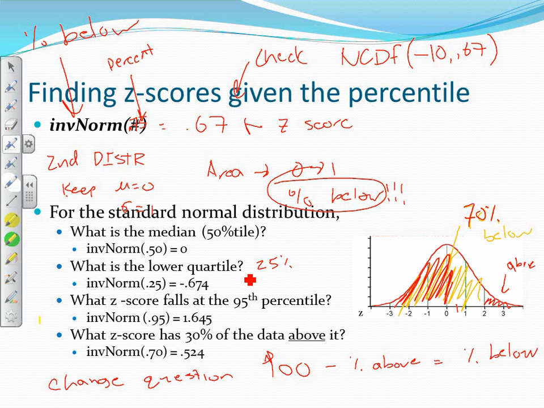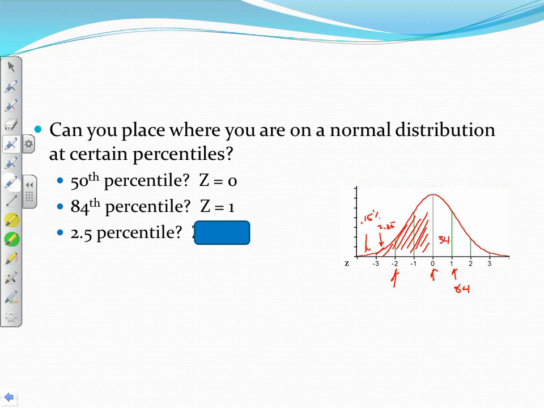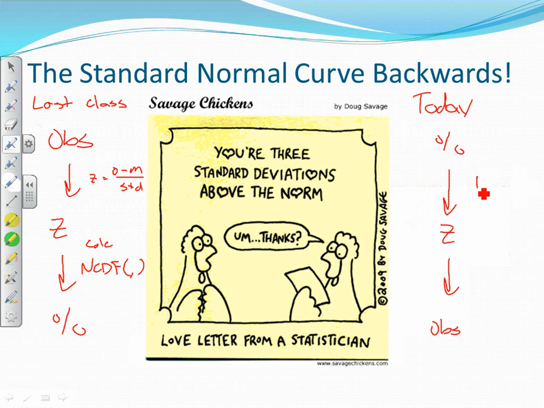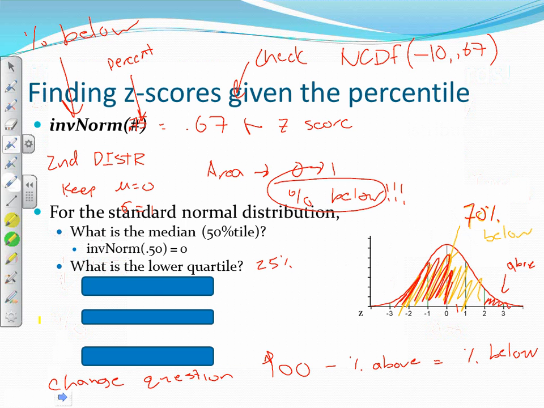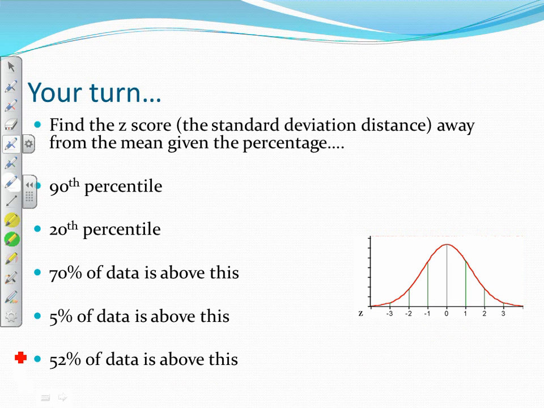Okay? So we just figured out how to go from percent to a z-value. We use inverse norm. Good. That's step one of going backwards. Step two of going backwards is we're going to have to go from a z-value to an observation. Let's go over step two. After that, I want you to do these, though. These are practice. So let's practice this step one. Go from a percent to a z-value.